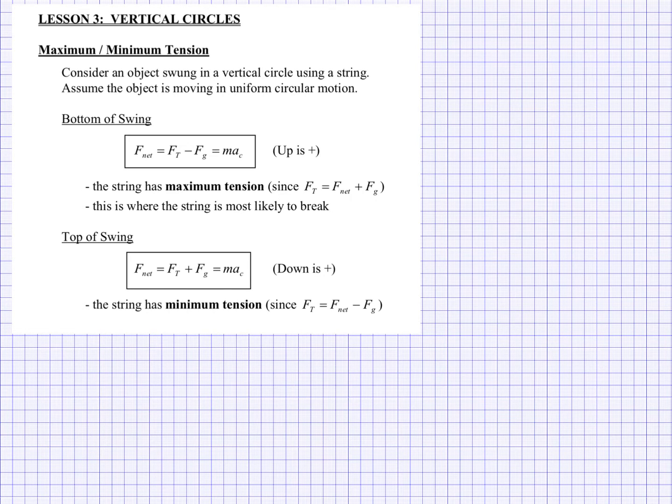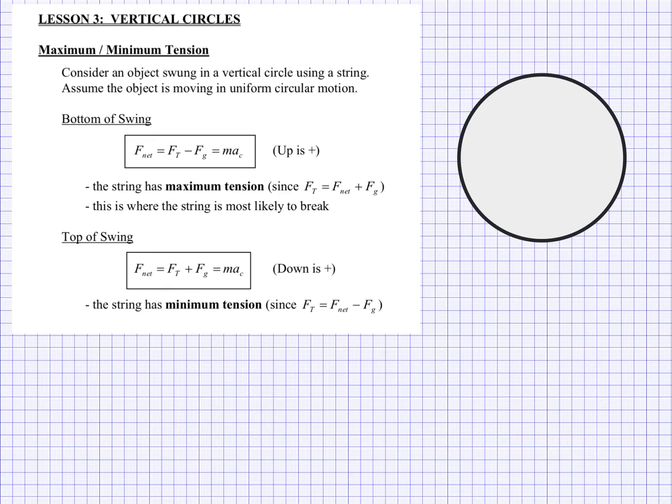To begin with, we are going to think about two situations, one where the object is at the bottom of the swing and one where the object is at the top of the swing. Now we're going to use an object that is attached to a string or a cable so that there is a tension force. So let's imagine we have an object on a string and it's at the bottom of a circular motion situation.